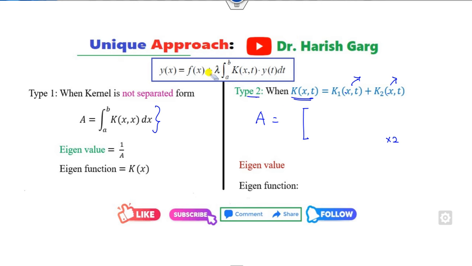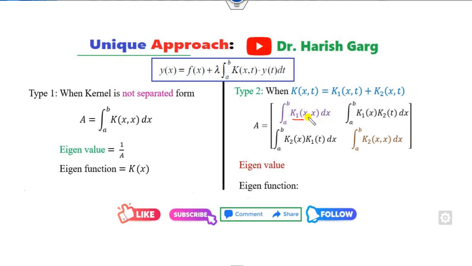This is a function of x and t, since this is my 2 cross 2 matrix: a11, a12, a21, a22. You can see this is the k1 of x, x, and this is the x, this is the t, this is the x, this is the t.